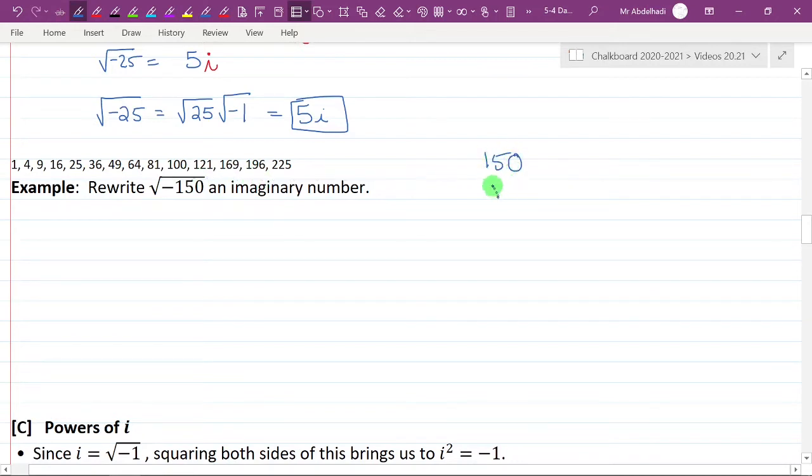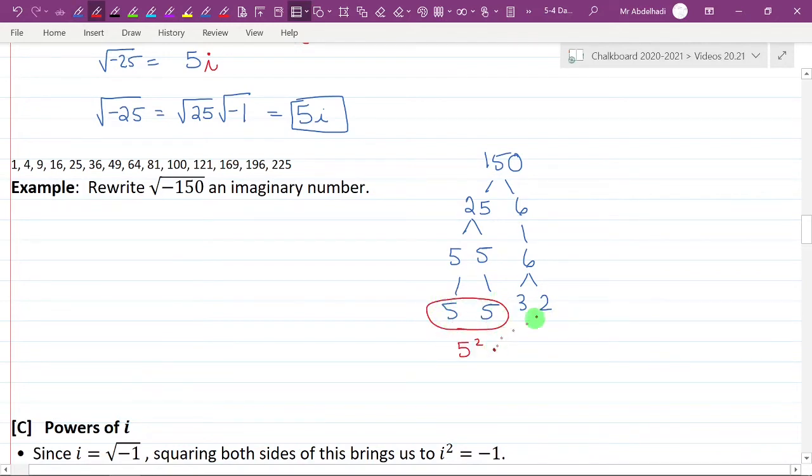So first and foremost, let's break that down. So let's see, 150, we can break down to, let's say, 25 times 6, right? And this becomes 5 times 5 times 6. This can still be broken down to 3 times 2, but these are both prime numbers. So we have 5 times 5 times 3 times 2. That's the full factorization. So we have here a perfect square. We have 5 squared here. But then we have times 3, which is not a perfect square, and times 2, which is not a perfect square.